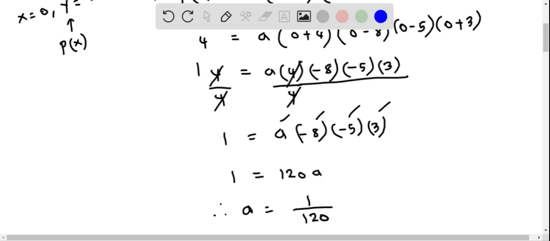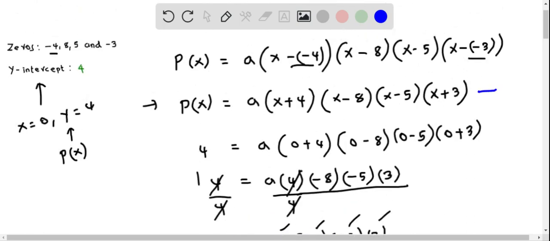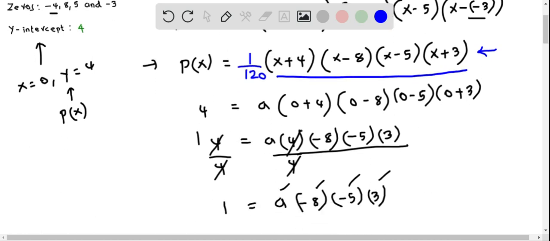So we determine the value of a, which means we can substitute into the polynomial function p of x, that is into this equation. So let's replace the value of a here. I'm sorry, this is 1 over 120. So this is how the polynomial looks like, but we have to give the polynomial in a descending order form, and this means we have to multiply all these terms so that we get in terms of descending order form.